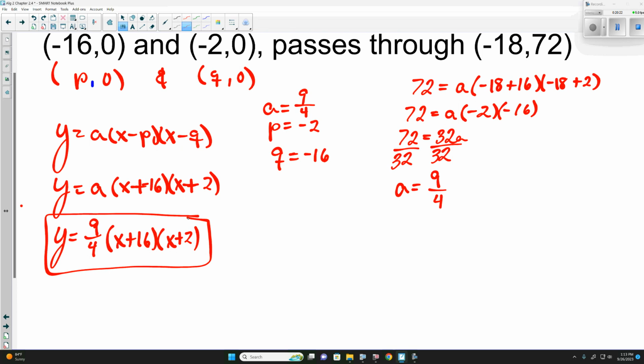Now we could write it as 2.25. We can write it in decimal form. We can have it as an improper fraction. Do not write it as a mixed number. Do not write it as 2 1/4, because with equations we want it as either an improper fraction or a decimal. We don't want mixed numbers.